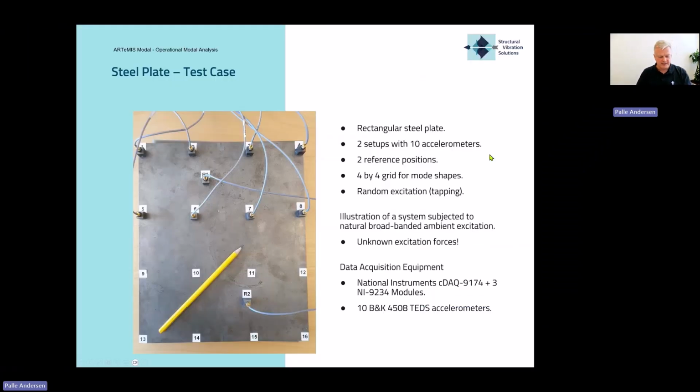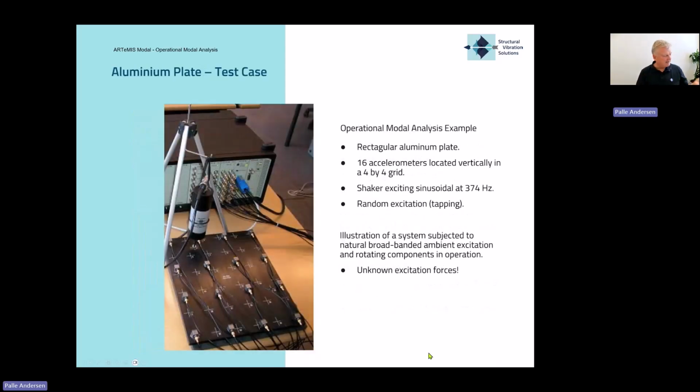Let me see if I can go back here again. So this is multiple setup measurements. But otherwise, you would say the type of analysis that you will be doing after that is exactly the same if it's multiple or single setup. But there's just this ability that you can actually have more mode shape points than the number of channels you have available.